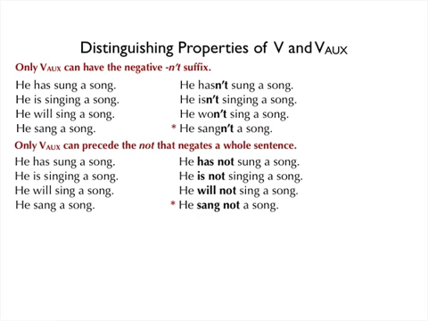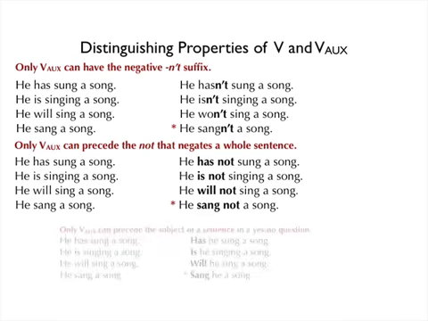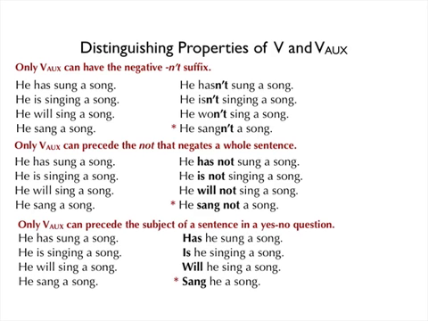Come can also be used to mark future stuff. So these things are regular processes that happen in lots of languages. And then only an auxiliary verb can precede the subject of a sentence in a yes-no question. So, he has sung a song. Has he sung a song? That would be a question. He sang a song. Sang he a song?